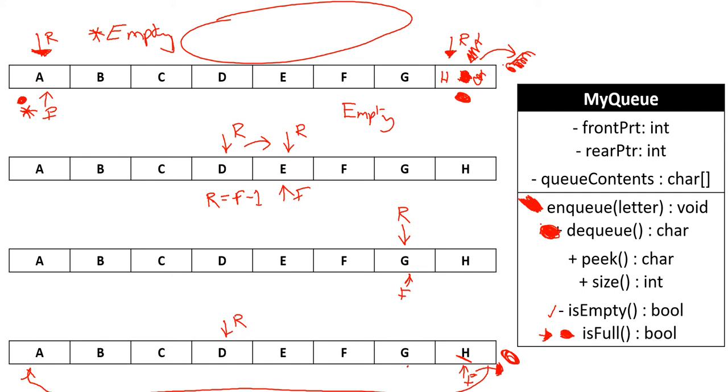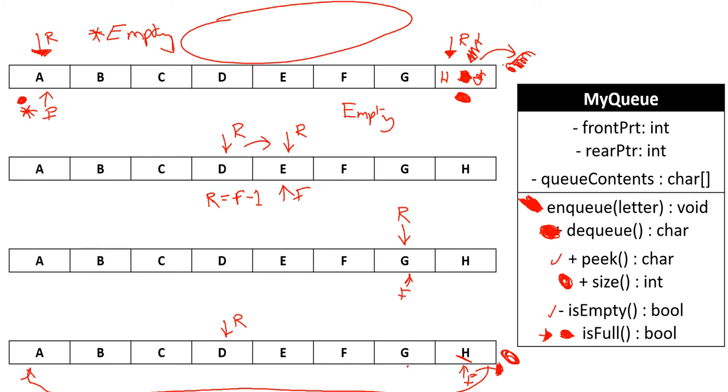Additional code to make sure that the front pointer in that situation does wrap round to the front. We shouldn't make changes to peak because it should remain the same. And size will have to change for our circular queue. We will have to make a change here.